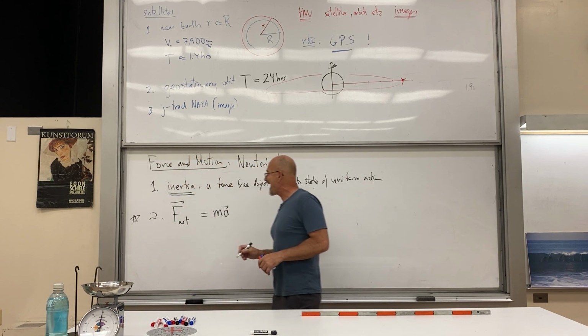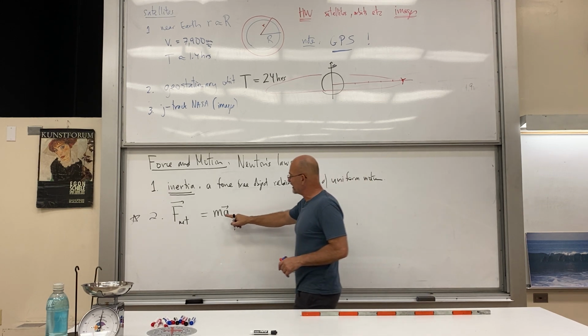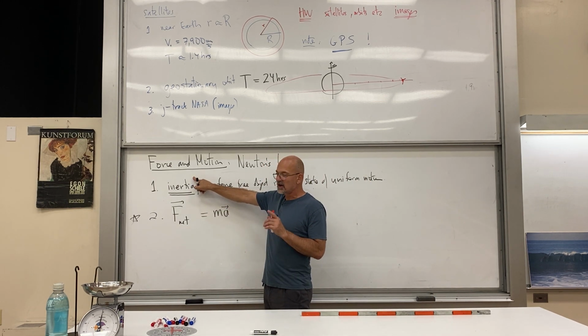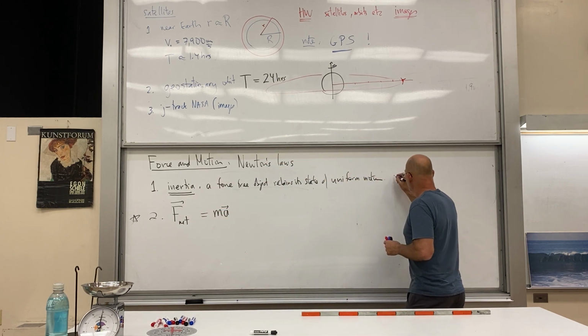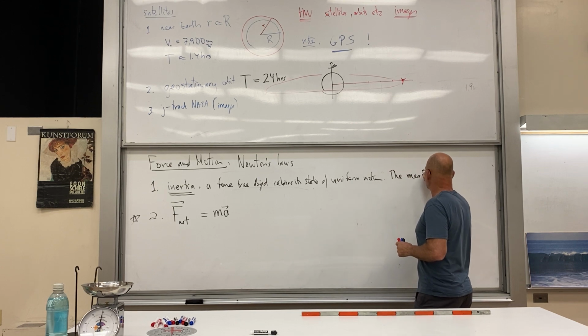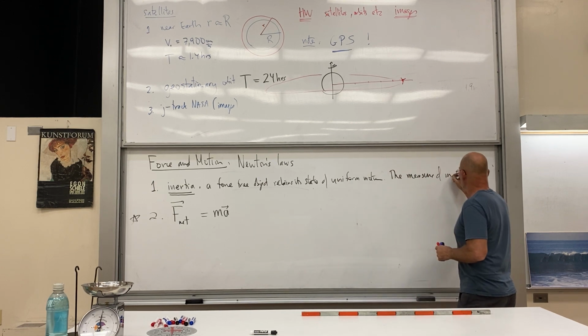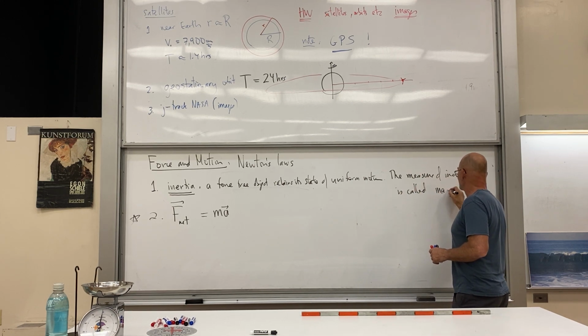We haven't had mass yet, but the reason we have the first law here is that mass is a measure of inertia. The measure of inertia is called mass.